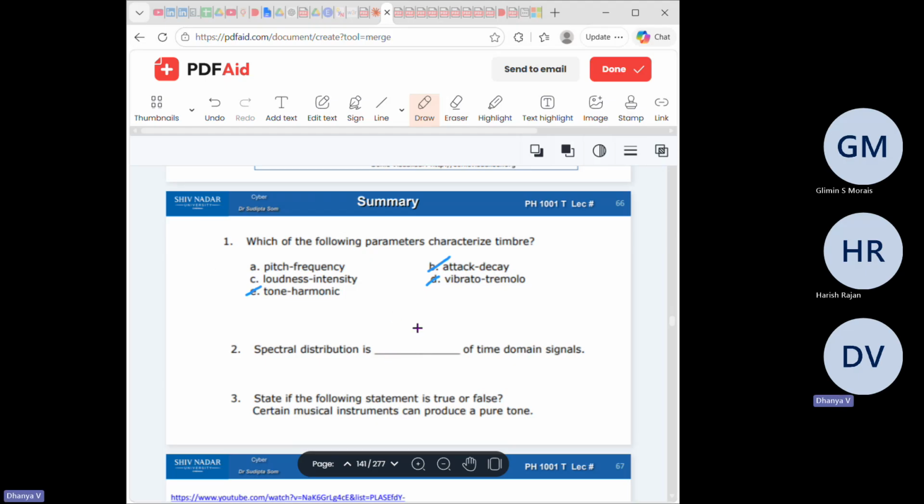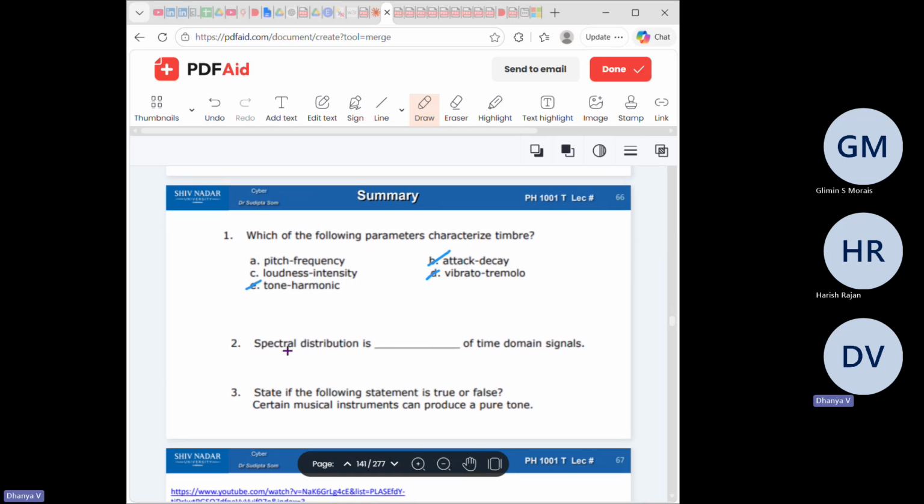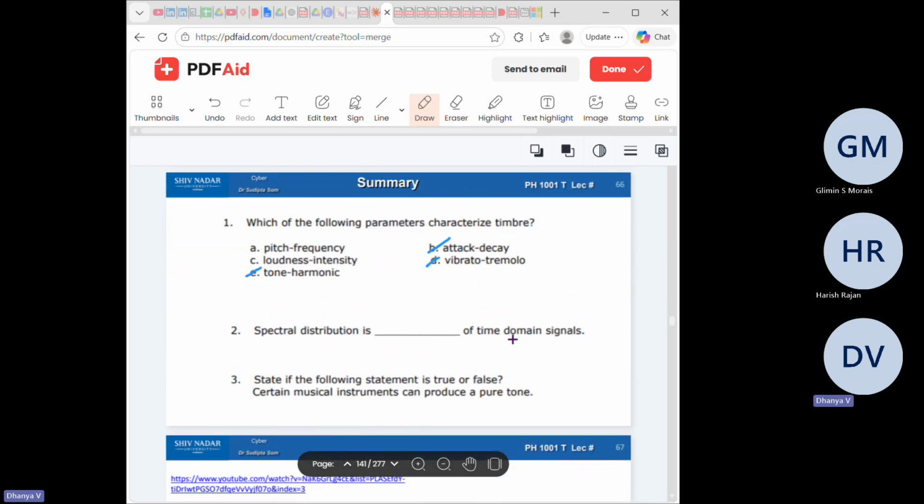Some frequency representation. Spectral distribution is the frequency representation of the time domain sequence. I told you this essentially: your time-domain signal is here and you represent it in terms of frequency, and that is your spectral distribution. I think this is fill in the blanks, however you write it, it will work.